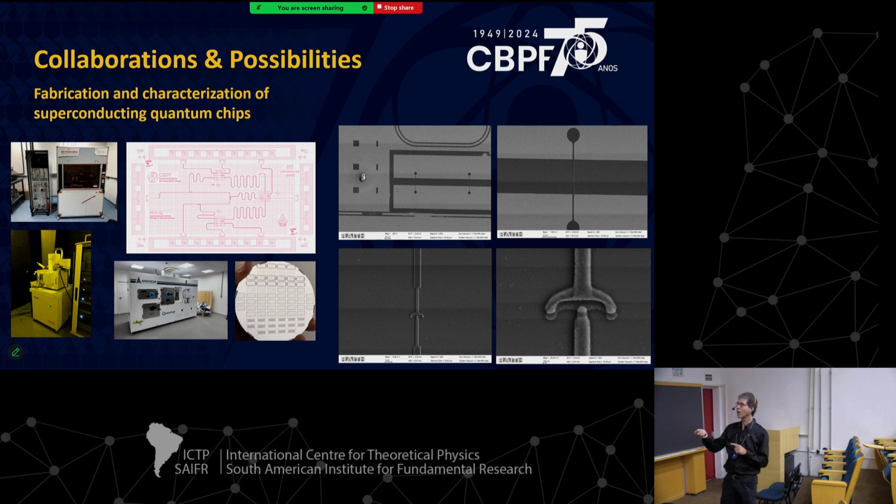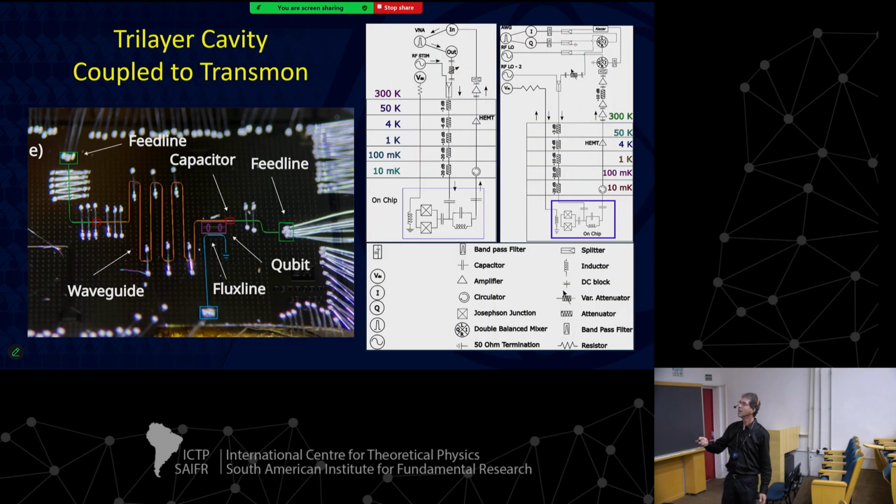We did the niobium in Campinas, came back to Rio, did the lithography, came back to Campinas, did more depositions, and finally we arrived at this final product. This is more or less what happens inside.